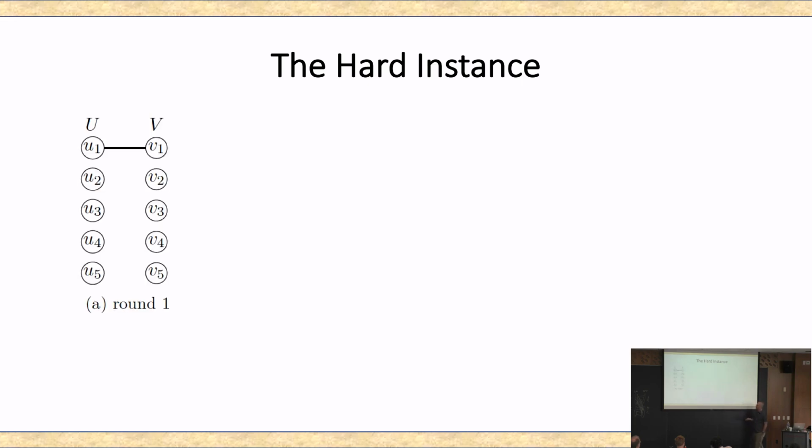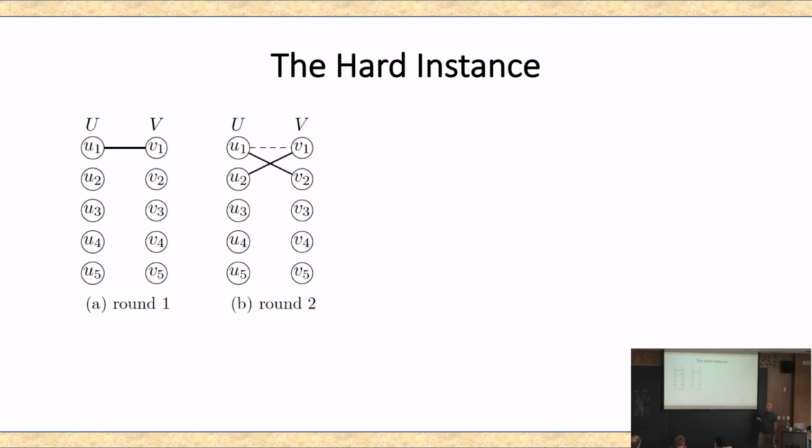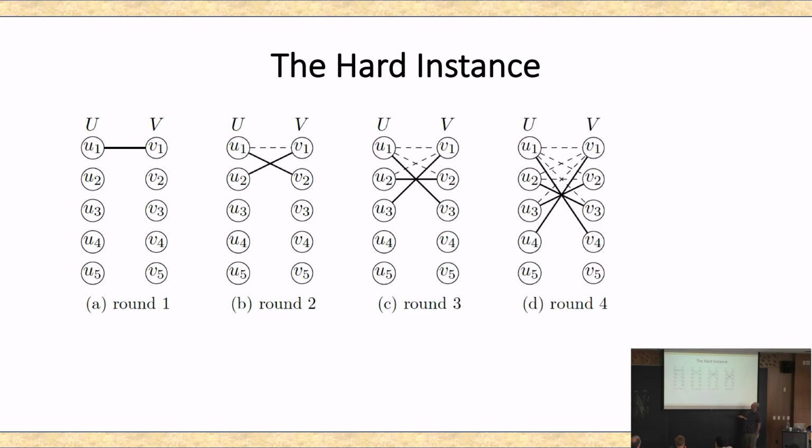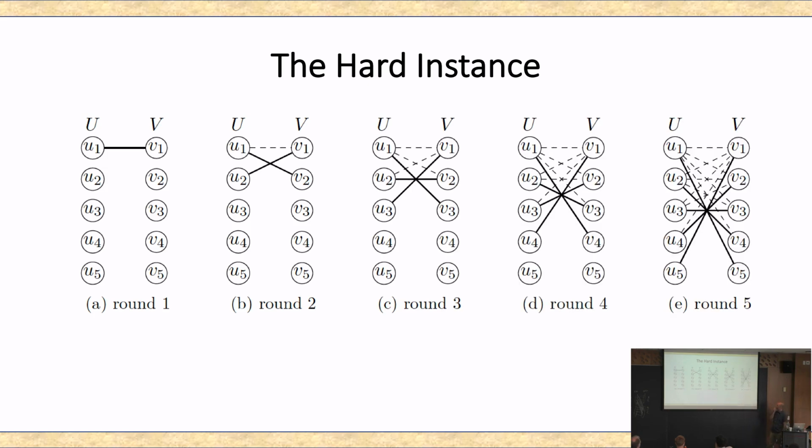So what does this look like? In round 1, we'll have an edge between u1 and v1. In round 2, we'll have an edge between u1 and v2, and u2 and v1, and so on and so forth. Okay, so if you're trying to figure out what the regularity here is, in round i, the ith node neighbors the first node, the (i-1)th neighbors the second, the (i-2)th neighbors the third, and so on and so forth.